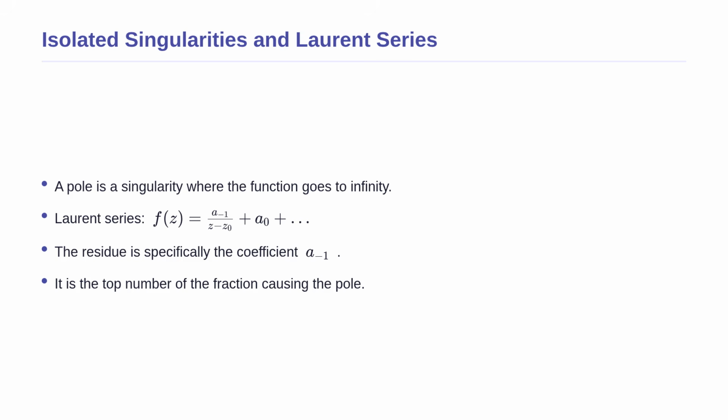When we encounter a pole, we can express the function using a Laurent series, which is an infinite sum of terms that includes fractions. If you break the function apart into this long sum, the residue is specifically the coefficient attached to the term with exactly 1 power of z minus z0 in the denominator. It is the top number of that specific fraction.